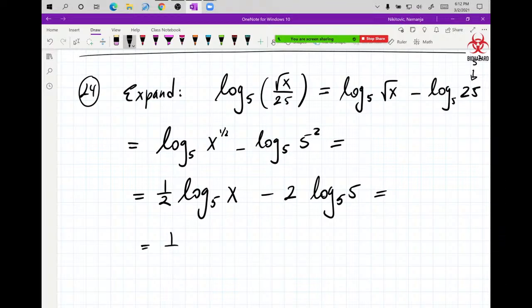So the first one you can't do anything with, but the second one, this is equal to 1. That's one of the cute formulas we had. So this is just minus 2, and the problem is done. So I hope this made some sense.